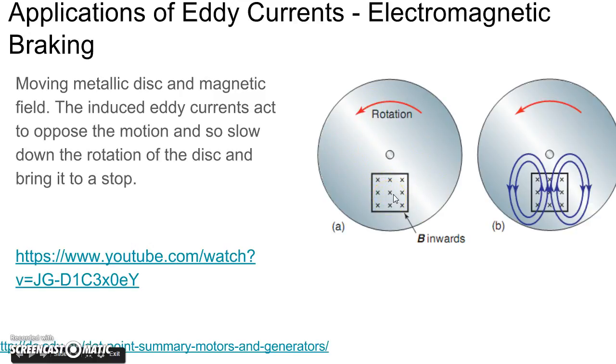Okay, so we know we're going to induce some currents, and we can predict which direction those currents are going to go. Okay, so with what we just did, we know that currents on this side are going to go up and then around. The currents on the opposite side are going to go in the opposite direction. Okay, but both of these currents are slowing down the motion. They're both acting to apply a force in the opposite direction. Okay, so both of these eddy currents that are produced act to oppose the motion, and so will slow down the disc and eventually bring it to a stop.